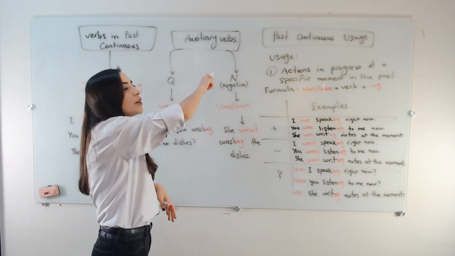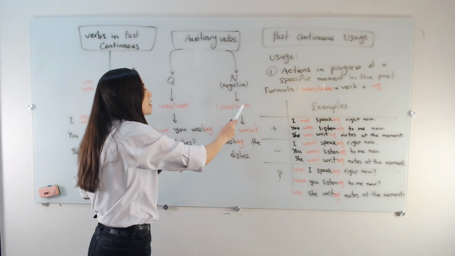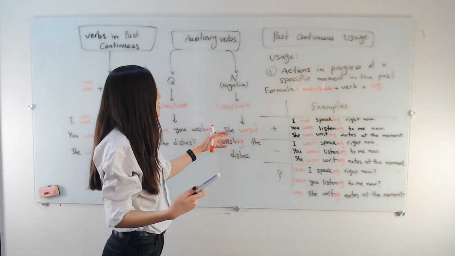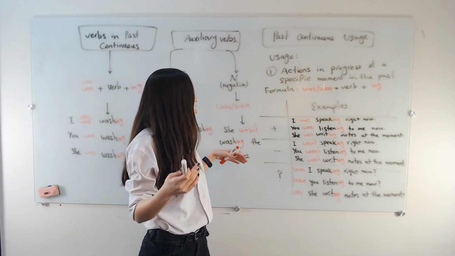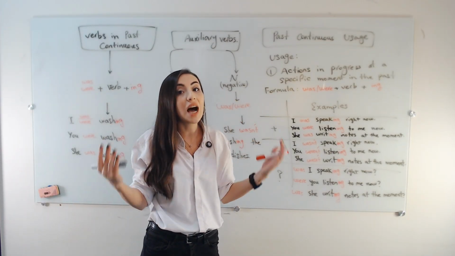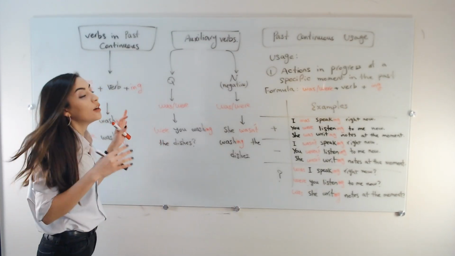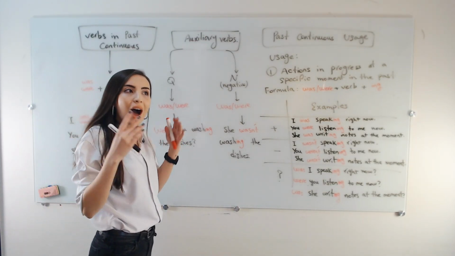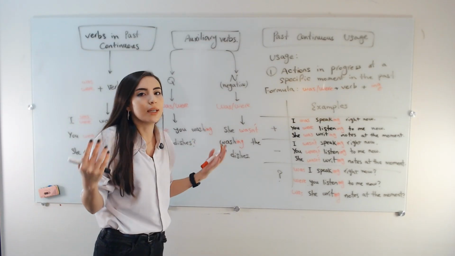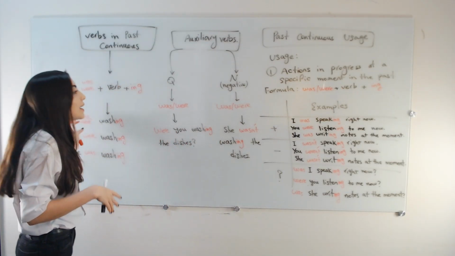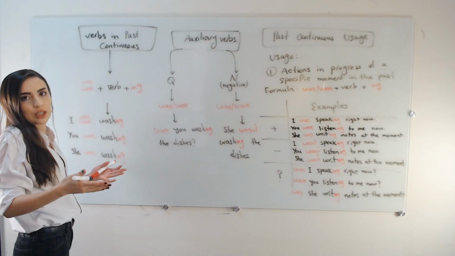And for the negative, again, we use was or were, but plus not. So for example, she wasn't washing the dishes. She was not washing the dishes. I was not washing the dishes. We weren't washing the dishes. They weren't washing the dishes.